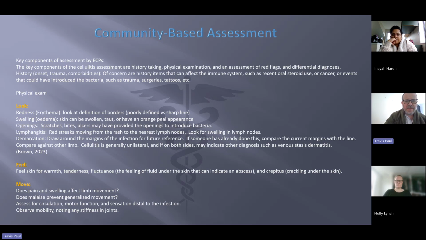Lymphangitis is an indication that the infection is moving up the lymph system. That can be obvious in the tracking signs if you see red lines going up from the wound towards the nearest lymph nodes. So look for swelling in those lymph nodes. For demarcation, you can draw lines around the edges of the wound, just so you can go back later and see if it has spread. If somebody else has already assessed them in the past, you can compare it to their drawing.